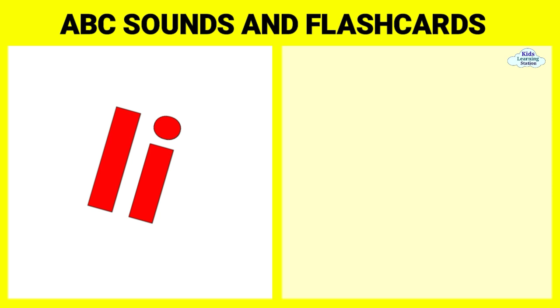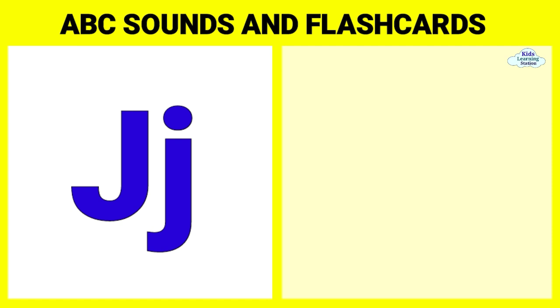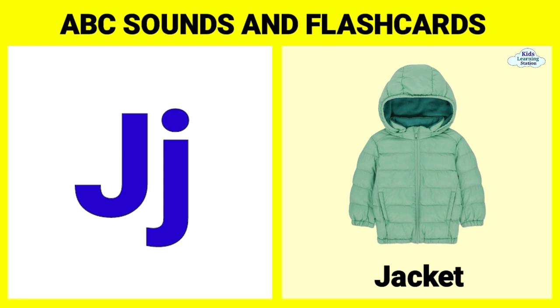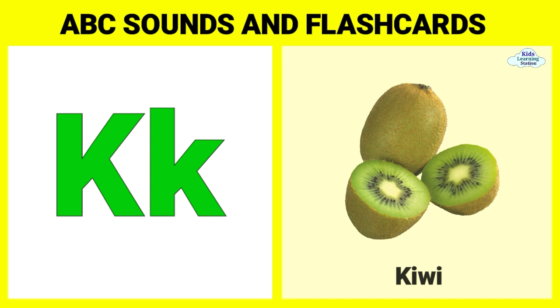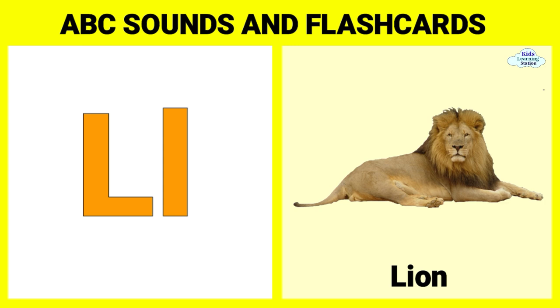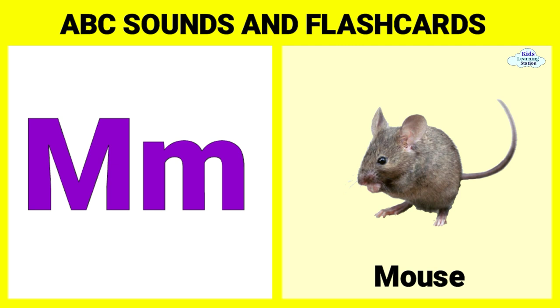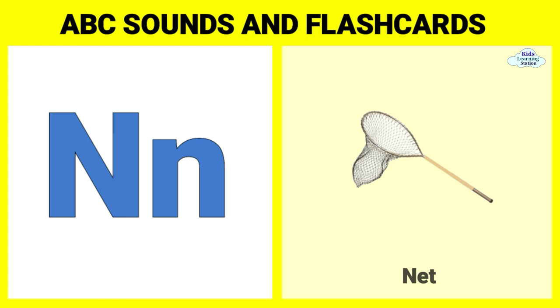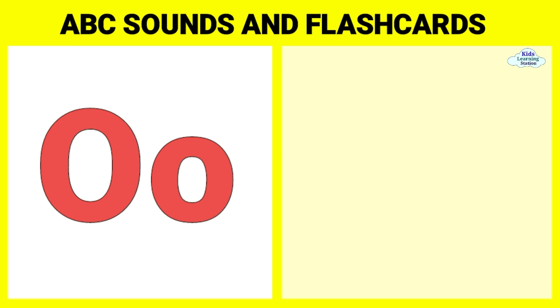Iguana. J makes j, j, j, jacket. Jacket. K makes k, k, k, kiwi. Kiwi. L makes l, l, l, lion. Lion. M makes m, m, m, mouse. Mouse. N makes n, n, n, net. Net. O makes a, a, a, orange.